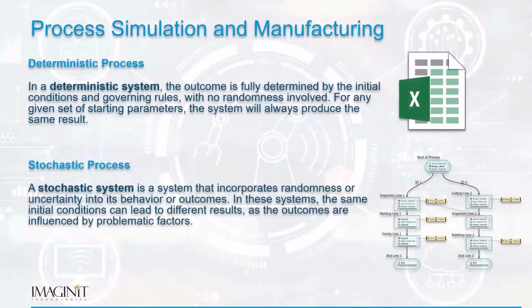Here's a couple of new terms for me. Systems are usually broken down into two types. All right. The first type is deterministic. That's where the outcome is fully determined by the initial conditions that govern the rules. There's no randomness involved. For any given set of starting parameters, the system would always produce the same exact result.